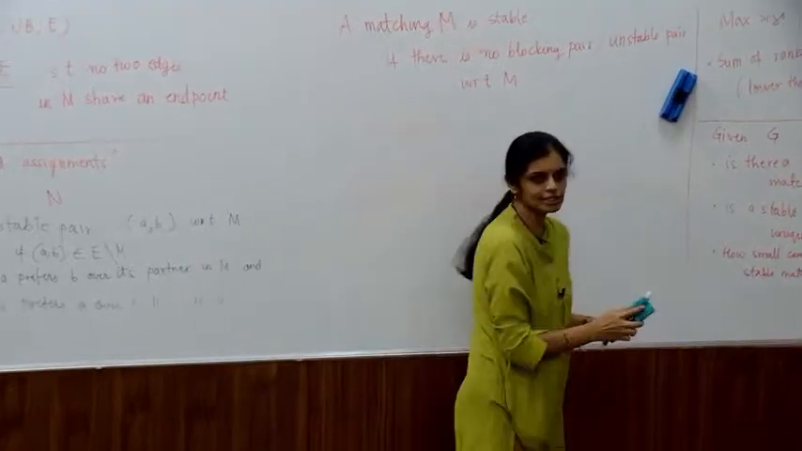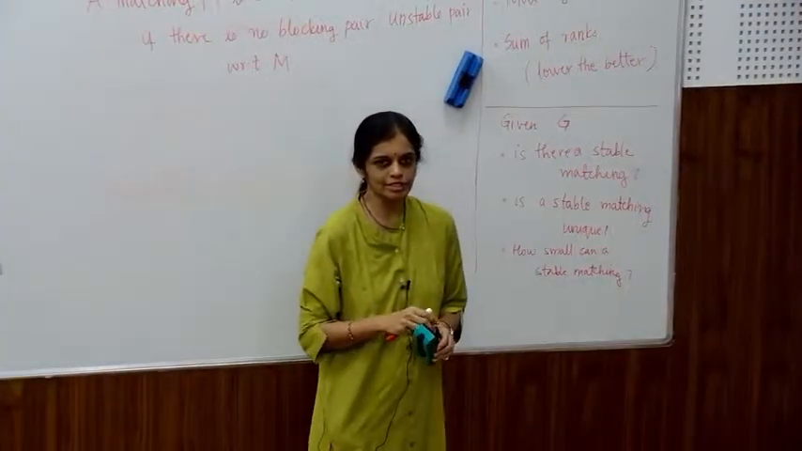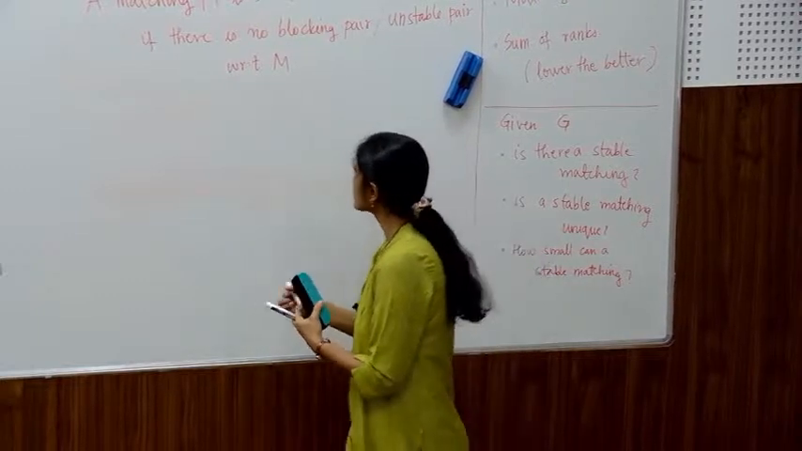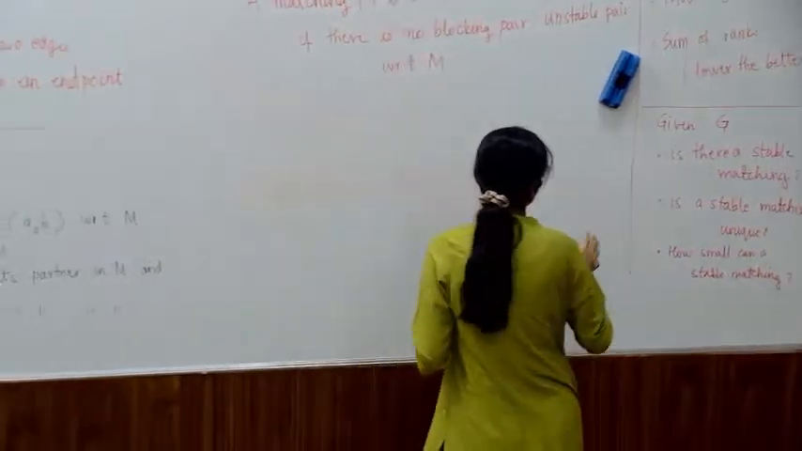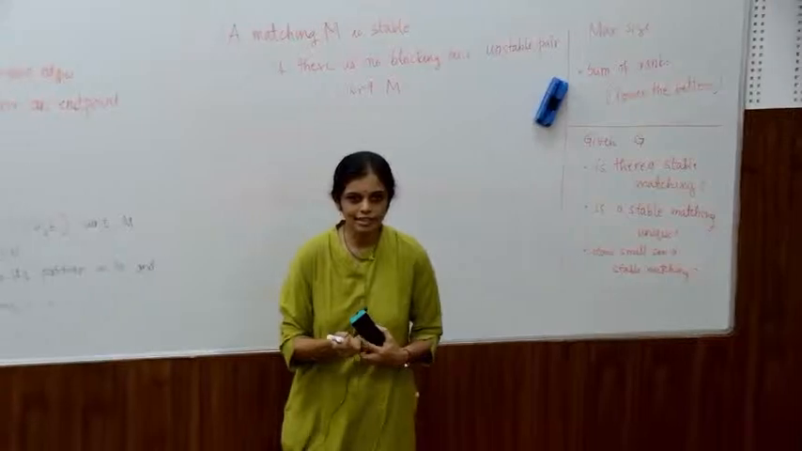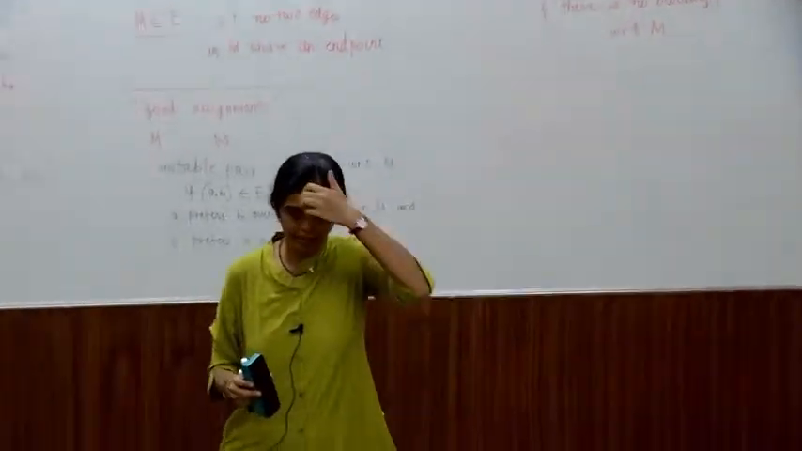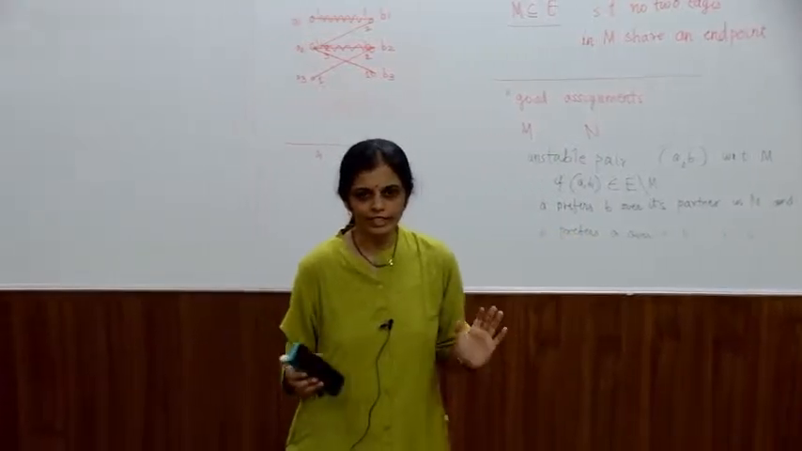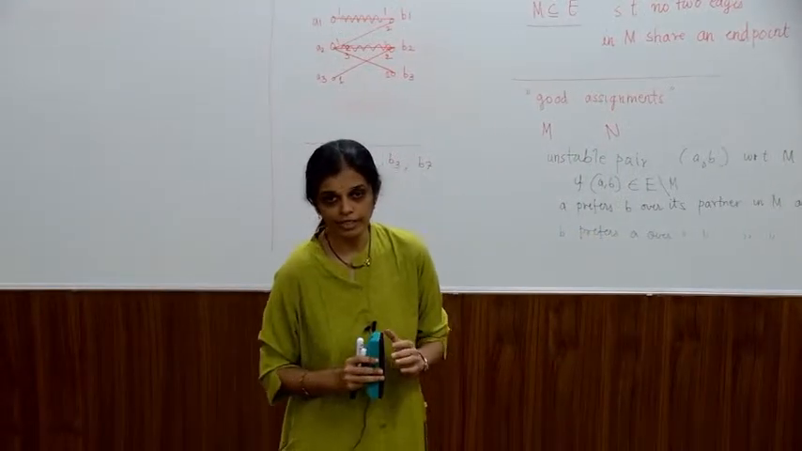Okay. Any questions? Any other questions that somebody wants to raise? Okay. So what do people think in general? That is, given an arbitrary instance, will there always be a stable matching, or can there be instances where whatever assignment you do, there will not be a stable matching?